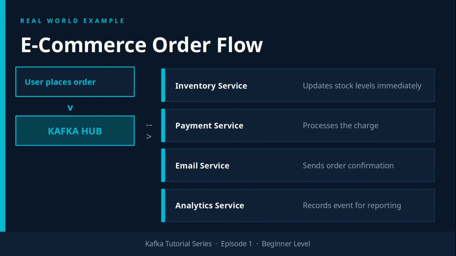Here is a real-world example. Imagine a user places an order on an e-commerce website. That single event goes into Kafka. Now 4 different services can react independently. The inventory service updates stock levels. The payment service processes the charge. The email service sends a confirmation, and the analytics service records the event. All of this happens at the same time without any service slowing down another.